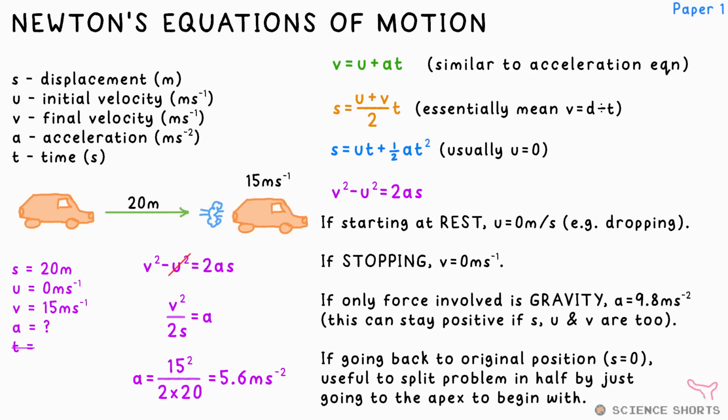To deal with an object being thrown upwards and returning to its original position, s is technically 0 and things can get a little bit messy. In this situation, it's always a good idea to split the problem in half from start to the apex, where v ends up being 0, and then just double the time if the question requires it.